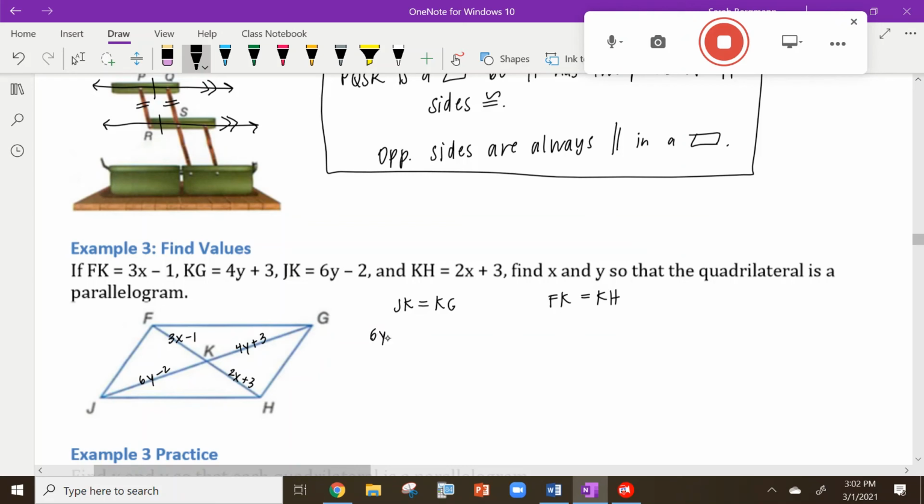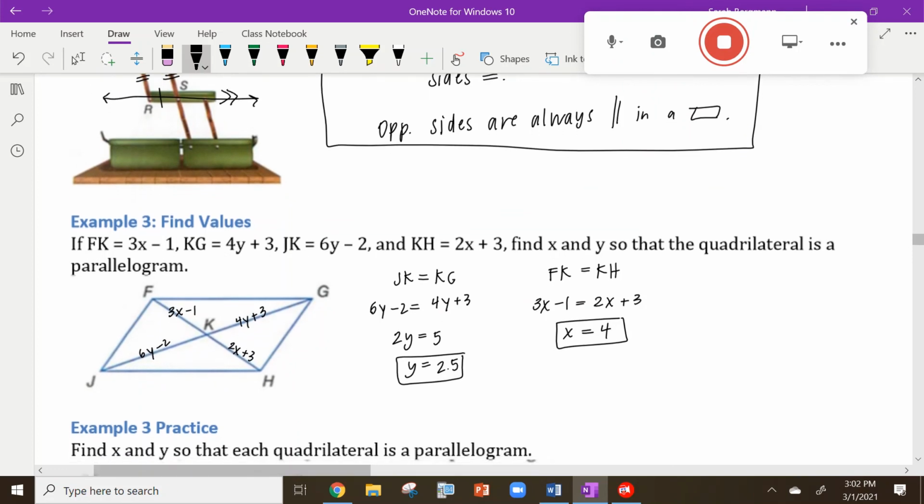JK is 6y minus 2, KG is 4y plus 3. I can solve that on its own. Subtract 4y on both sides, add 2 on both sides. Next, divide both sides by 2. On the other pair of equations or segments, I get 3x minus 1 equals 2x plus 3. Subtract 2x on both sides, add 1 on both sides, and I get x equals 4.